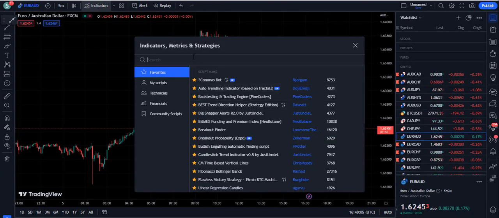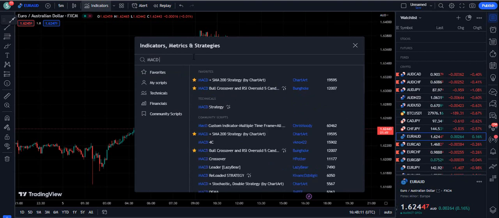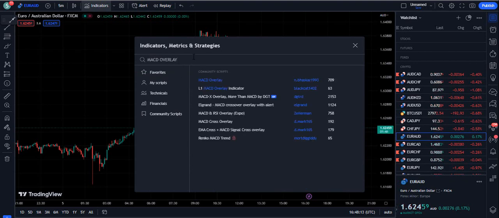Okay guys, now let's move towards our strategy. As I have told you, this is the new MACD, so we are going to write MACD overlay on TradingView. And when you write MACD overlay on TradingView, then you will see that this indicator will come, that is called MACD and RSI overlay expo by Zeerman.